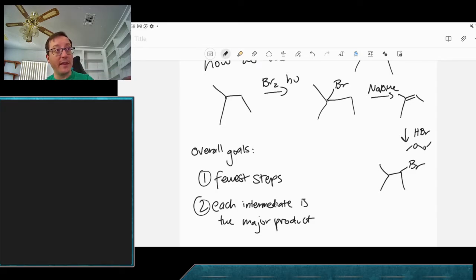So notice with these 3 reactions, our major product is the intermediate or product given. So the product of brominating with UV light is the tertiary position. So that's our major product. And then if we eliminate, the Zaitsev product is our major product. And then the anti-Markovnikov bromination is the major product using the peroxide in HBr. So each step, we're making sure that our major product is the one that we're making. And then we always want to do it in the fewest number of steps possible.